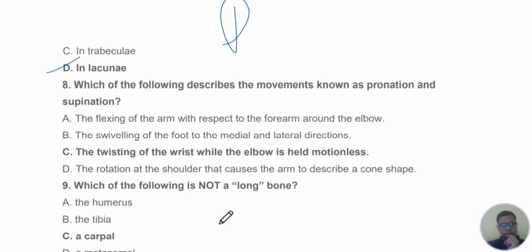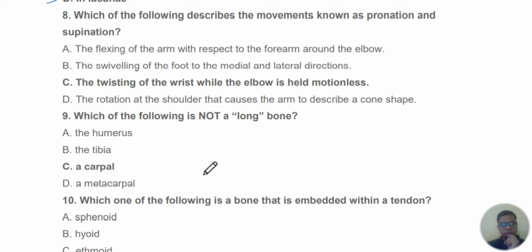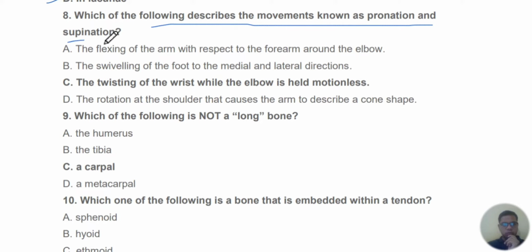Next is 8 question number. Which of the following describes the movement known as pronation and supination? The answer is C, the twisting of the wrist while the elbow is held motionless. Okay.